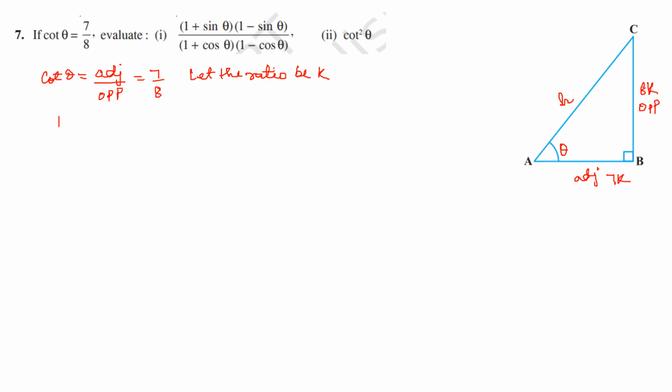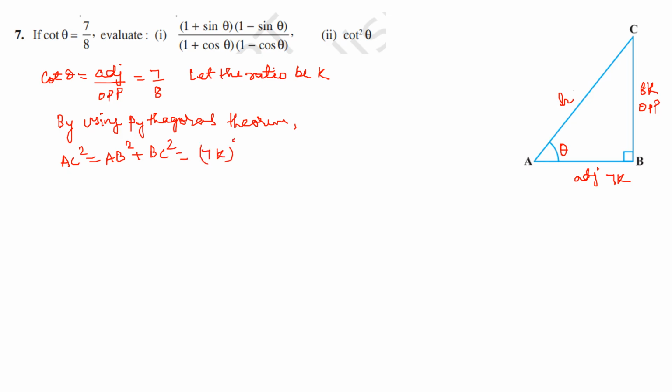Now again by using Pythagoras theorem, let's find the hypotenuse. You can write from here that AC square is equal to AB square plus BC square, right? Now AB square is 7K whole square plus BC square is 8K whole square. So 7 square is 49K square plus 64K square, and if you add you get 113K square. So AC square value is 113K square. So AC will be root of 113K square.